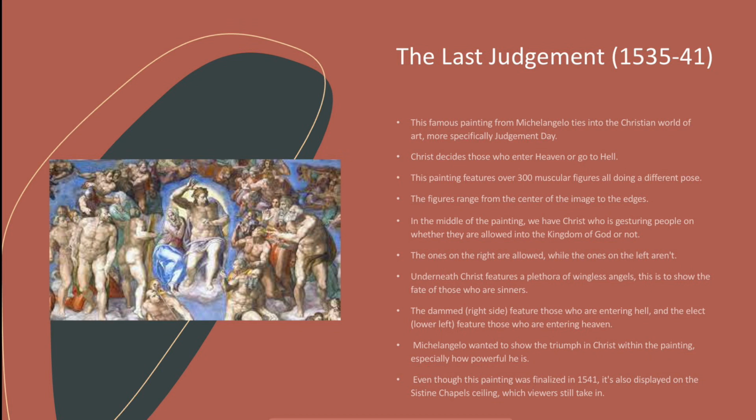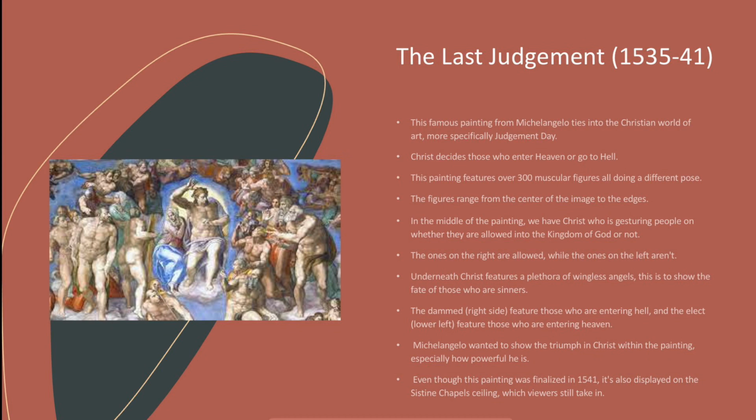They all symbolize something. The figures range from the center to the edges. In the middle, we have Christ, who is judging those who have perished, whether they get into heaven or hell. The ones on the right are allowed into the kingdom of heaven, while the ones on the left are not. Underneath Christ are the fallen angels.